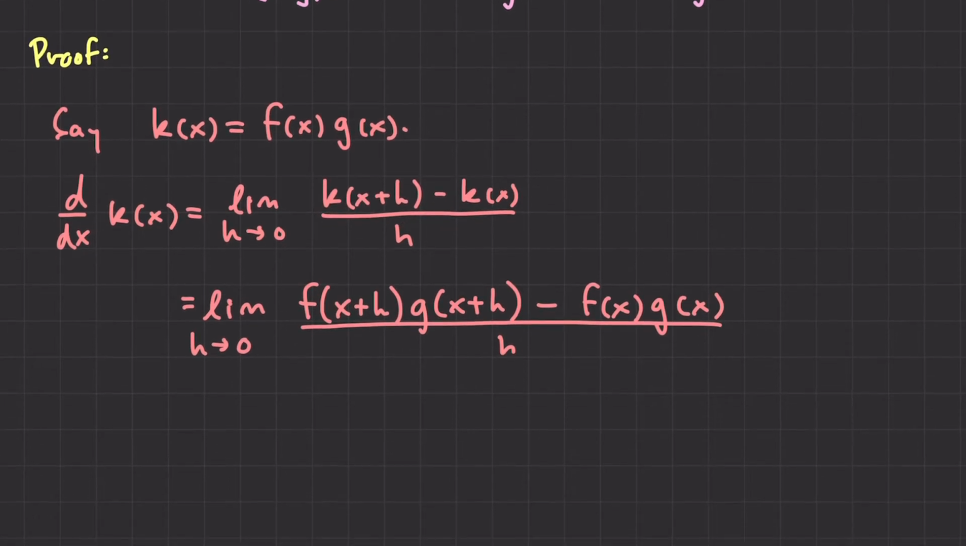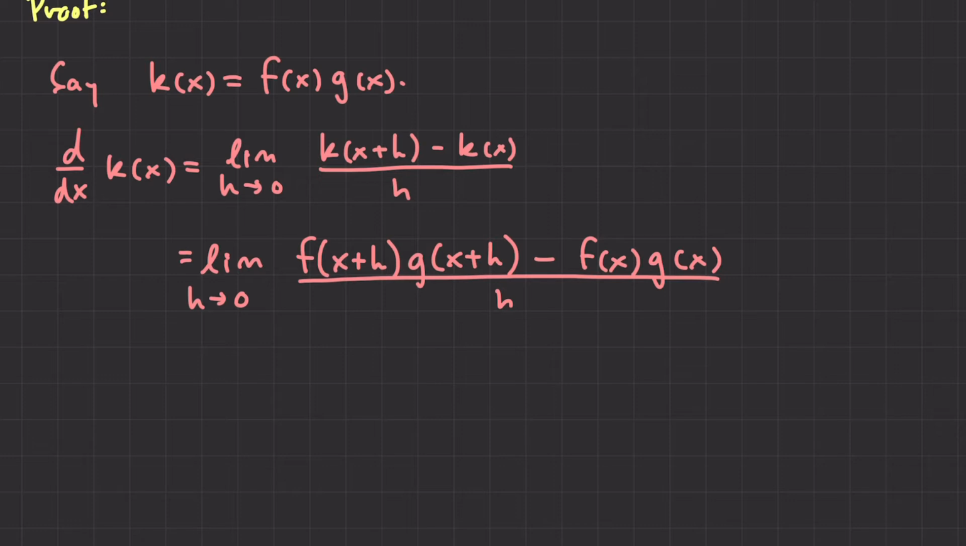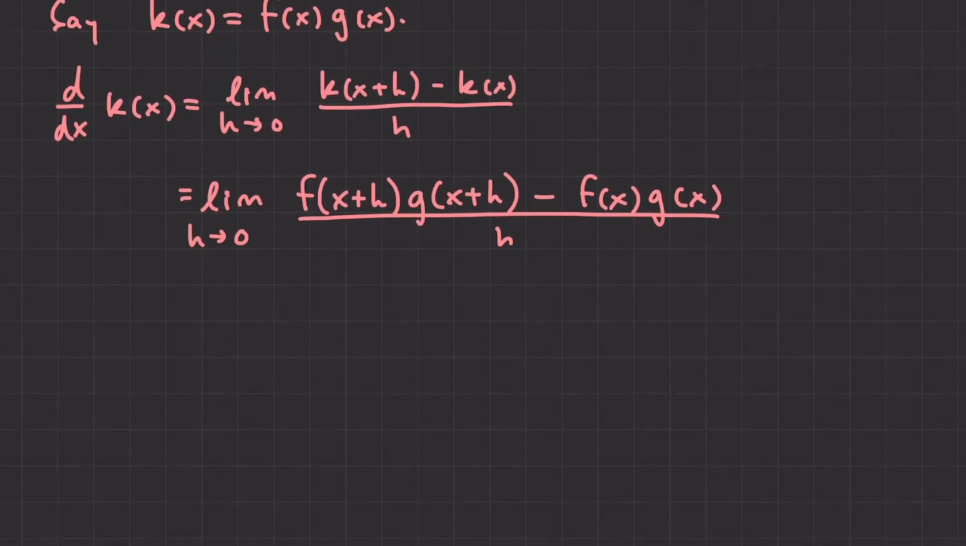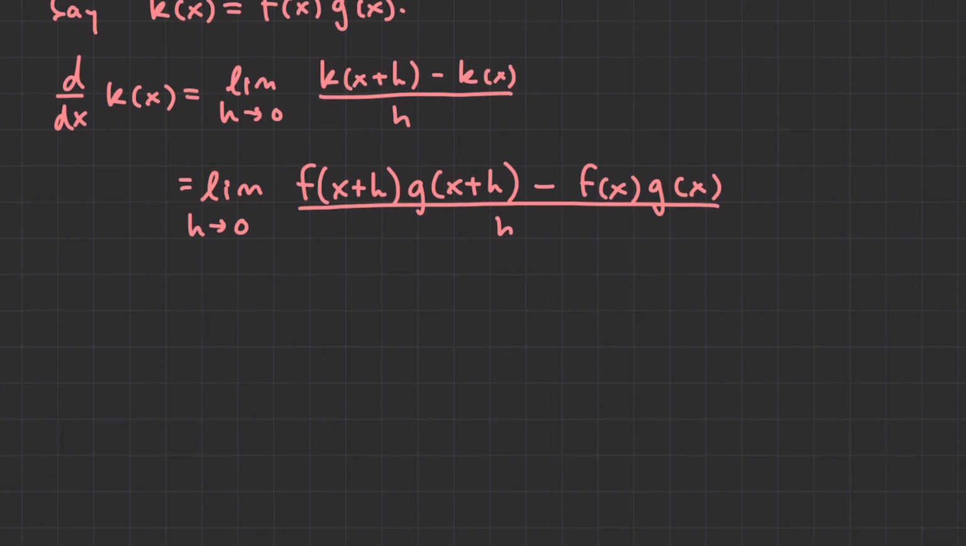And that's why I wanted to show you this proof, because I'd like you to appreciate some of the ingenuity that goes into these theorems. From what I understand, I believe it was Leibniz. Leibniz is one of the founding fathers of calculus, along with Isaac Newton and several others. And Leibniz thought, well, what if I add something to the numerator and then subtract it?